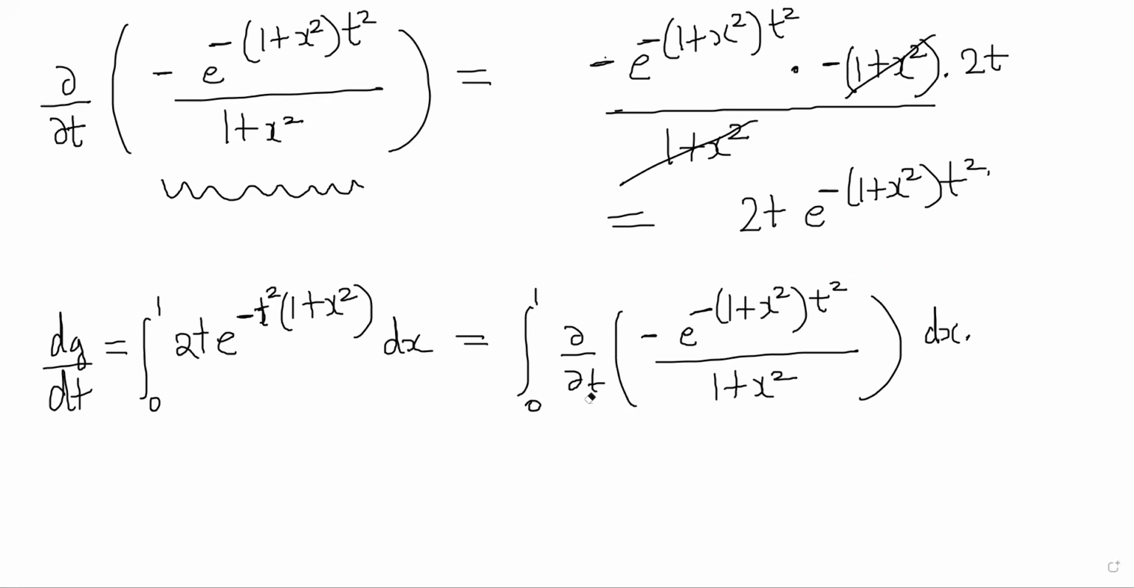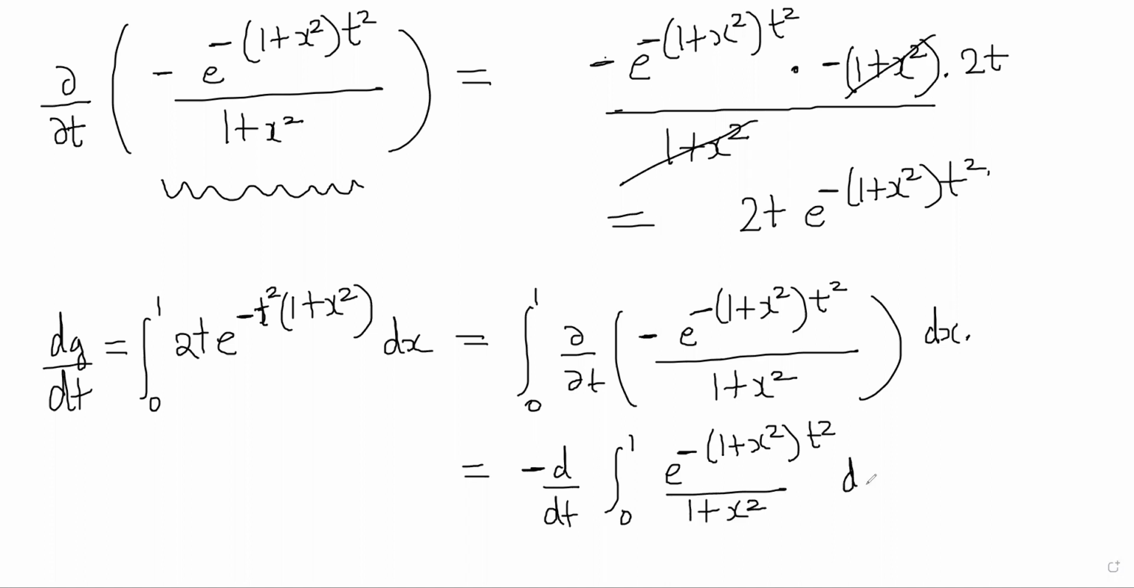This is the crucial step in the problem. Since we have written it like a partial derivative, I can take that derivative sign outside and take the minus along with it. And I say minus d/dt of the integral from 0 to 1 of e^(-(1+x²)t²) divided by (1+x²) dx. And that should be equal to dg/dt, right? I hope everybody has understood what we are doing.